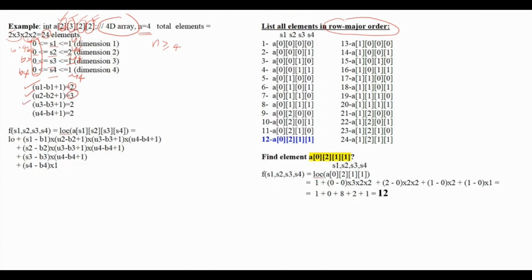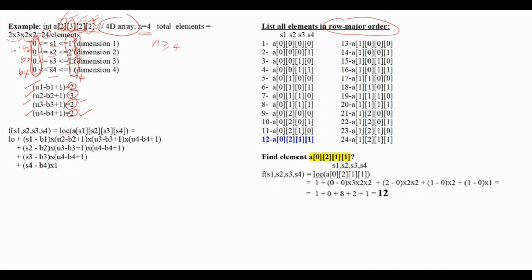And for the third dimension, the size is U3 minus B3 plus 1, that's 2. And for the last and fourth dimension, it is given as U4 minus B4 plus 1, which is equal to 2. So that's 2 by 3 by 2 by 2, as given above. If we're going to list now the elements in the row major order as they are stored in the RAM, we start with these indices and end with all of these indices.